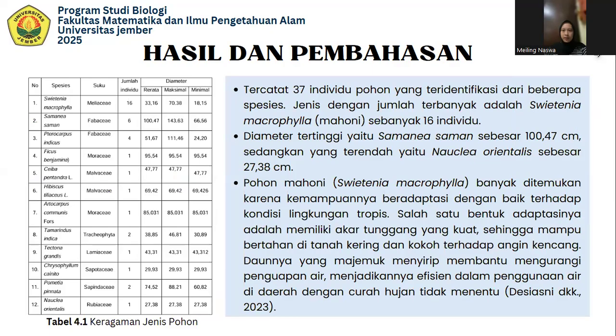Okay, from our observation, a total of 37 tree individuals were recorded, and the most dominant species was Swietenia macrophylla or mahogany with 16 individuals. The tree with the largest trunk diameter was Samanea saman, measured at 100.4 centimeters, and the smallest was Nauclea with 27.38 centimeters. Mahogany dominance is likely due to its adaptability to tropical environments, strong taproot system, and water-efficient leaf structure.